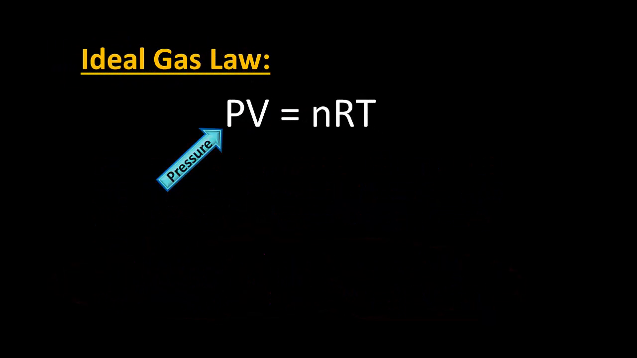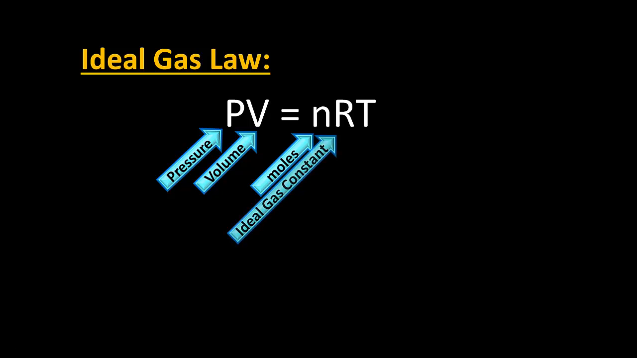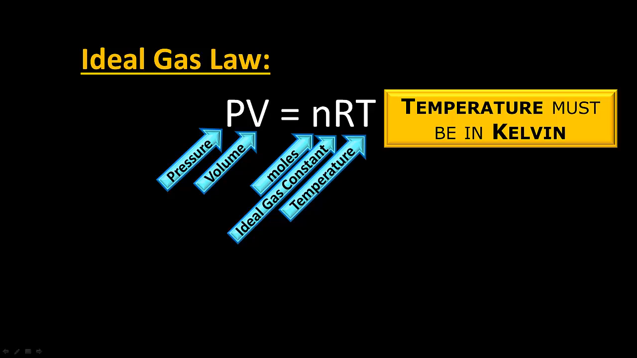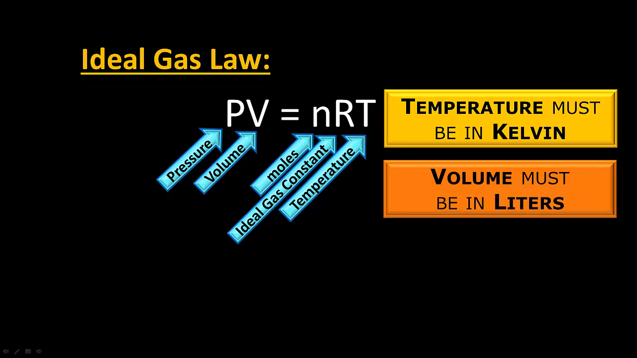Now the P stands for pressure, V stands for volume, n stands for the number of moles or the amount of a gas. R is the ideal gas constant, and we'll go over that in just a minute. T is the temperature. Now remember, temperature always has to be in Kelvin in our ideal gas laws. The volume must be in liters.